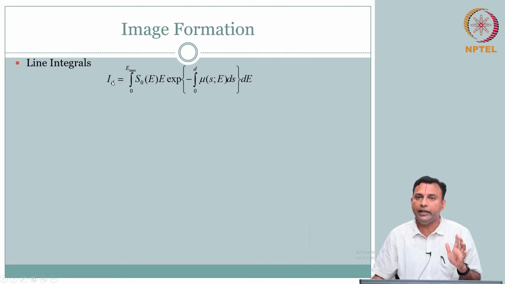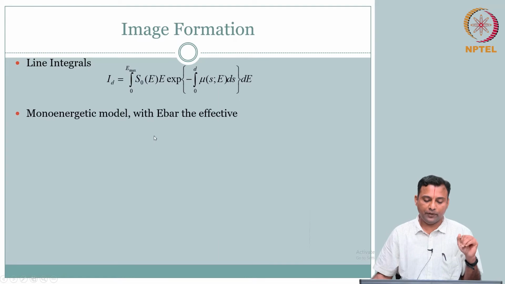This ID should be simplified mathematically. This expression has to be simplified so that it becomes mathematically tractable. Why? Because we want to use that tractability to our advantage, so that we can end up getting this mu as a function of s and E.